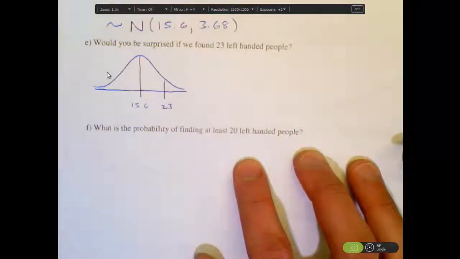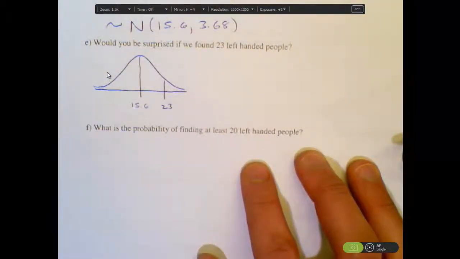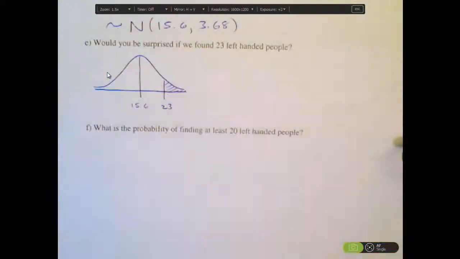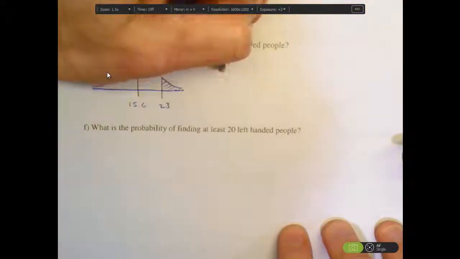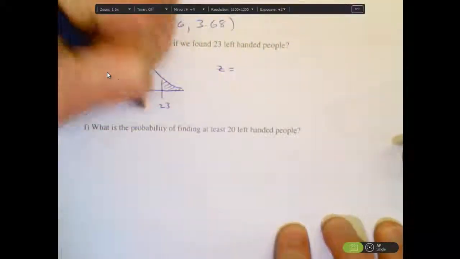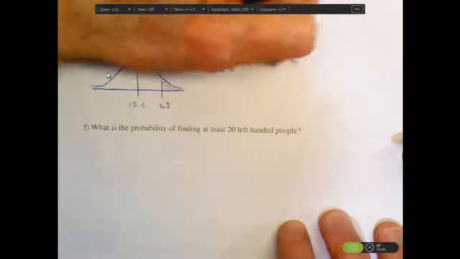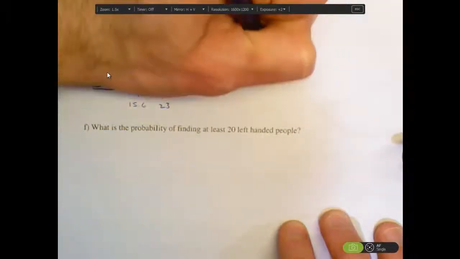Would I be surprised if we found 23 left-handed people? Well, I'm thinking an upper tail. I'm not just interested in exactly 23. I need to see 23 or more. How unusual is that? So I'm going to be calculating a z-score here. My statistic is above the mean. This is going to be a positive z-score, so 23 minus 15.6 divided by 3.68.